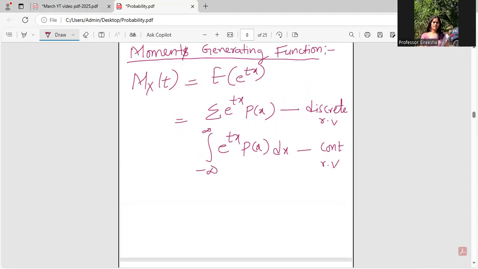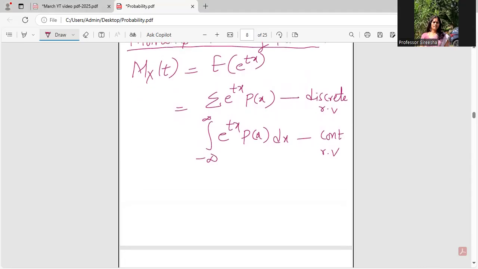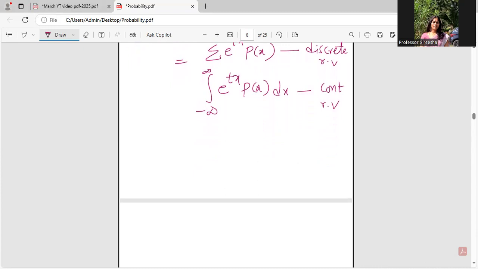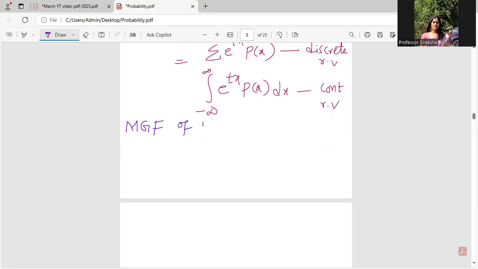Now, coming to the moment generating function of the Poisson distribution, I'll proceed using this definition. MGF, in short, because it's difficult to write the full form all the time. I'll be calling it the MGF of the Poisson distribution. MGF is the moment generating function and CGF is the cumulant generating function. Let's see the MGF first, and we'll get back to the CGF as well.